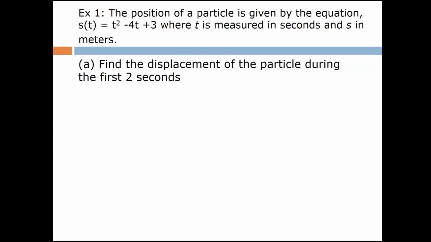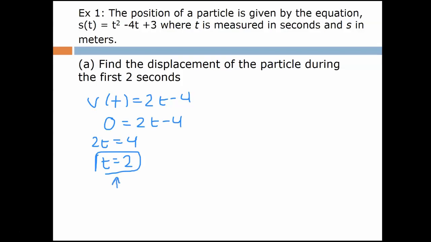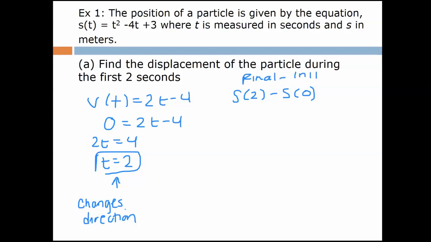So in order to be able to do this, you have to find your velocity, find the zeros of velocity, so what that means is that it changes direction at time 2. So your displacement over those first, whatever seconds would be s of 2 minus s of 0, because it's final minus initial. Sorry. We'll pick up with this on Monday.